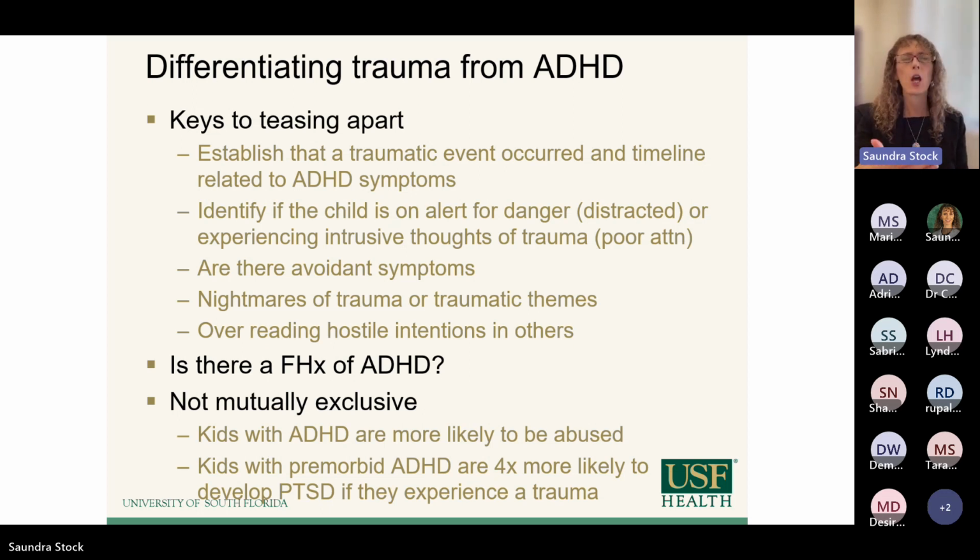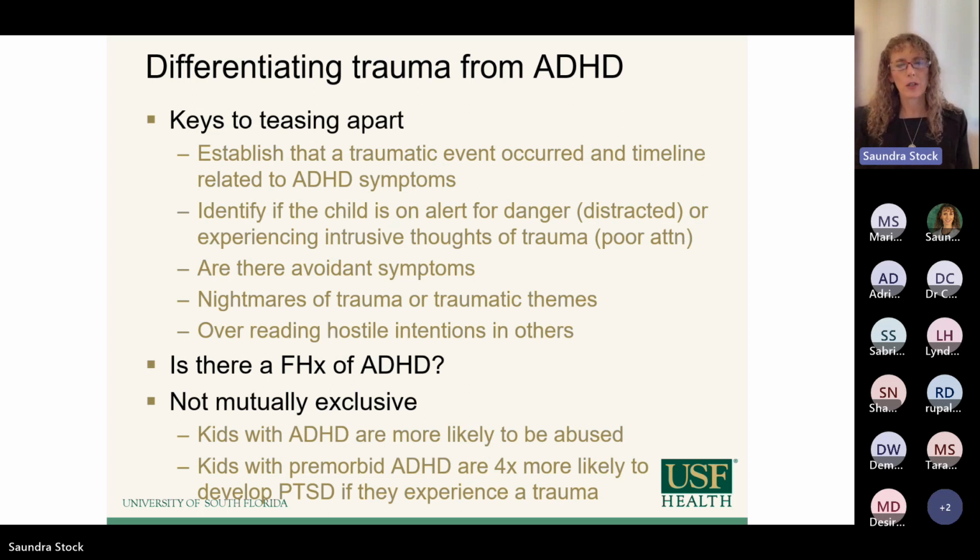So are there things that they avoid? Like, will they not want to watch a movie in school if there's movies about family circumstances or about poverty or something like that? Obviously, do they have nightmares with traumatic themes or separation themes? And are they overreading people's intentions? So kind of all that. I might be asking about those things if I know a kid has had trauma and I'm trying to tease it apart. I want to know if there's a family history of ADHD because that may help.